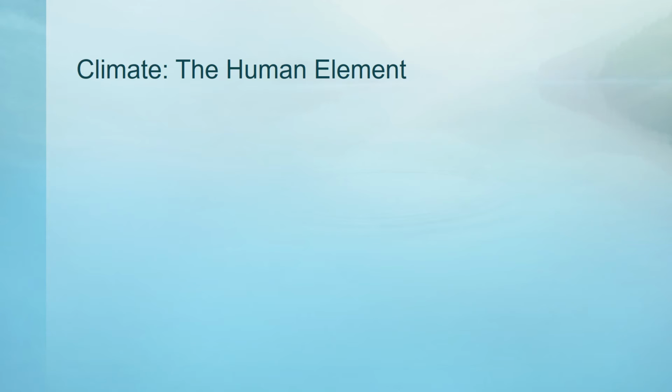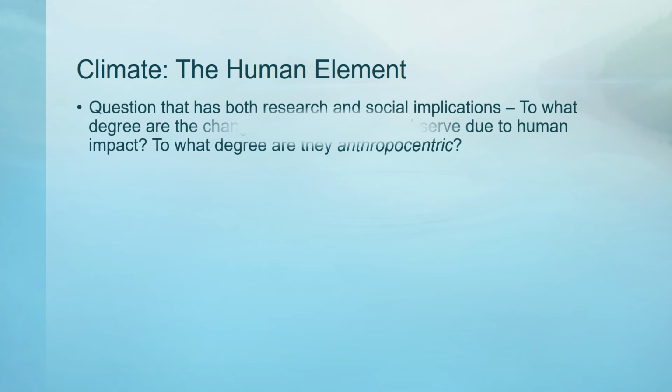And climate, the human impact. The question that has both research and social implications: to what degree are the changes in the climate that we're observing due to human impact? In other words, to what degree are they anthropogenic, which is another key term here. That's human induced, okay?